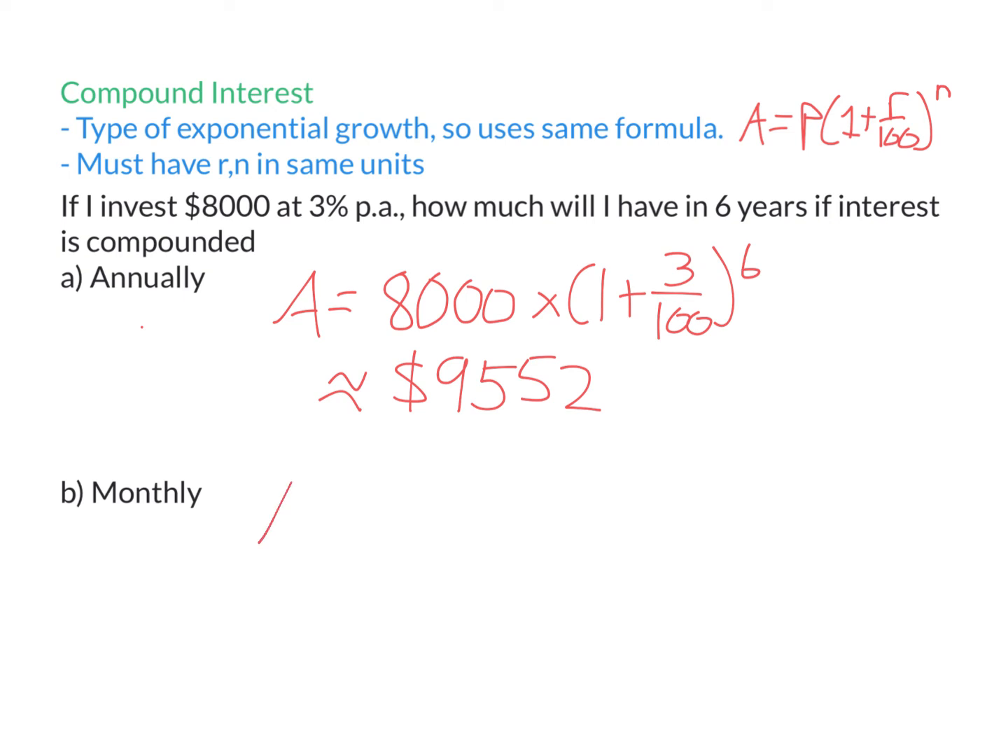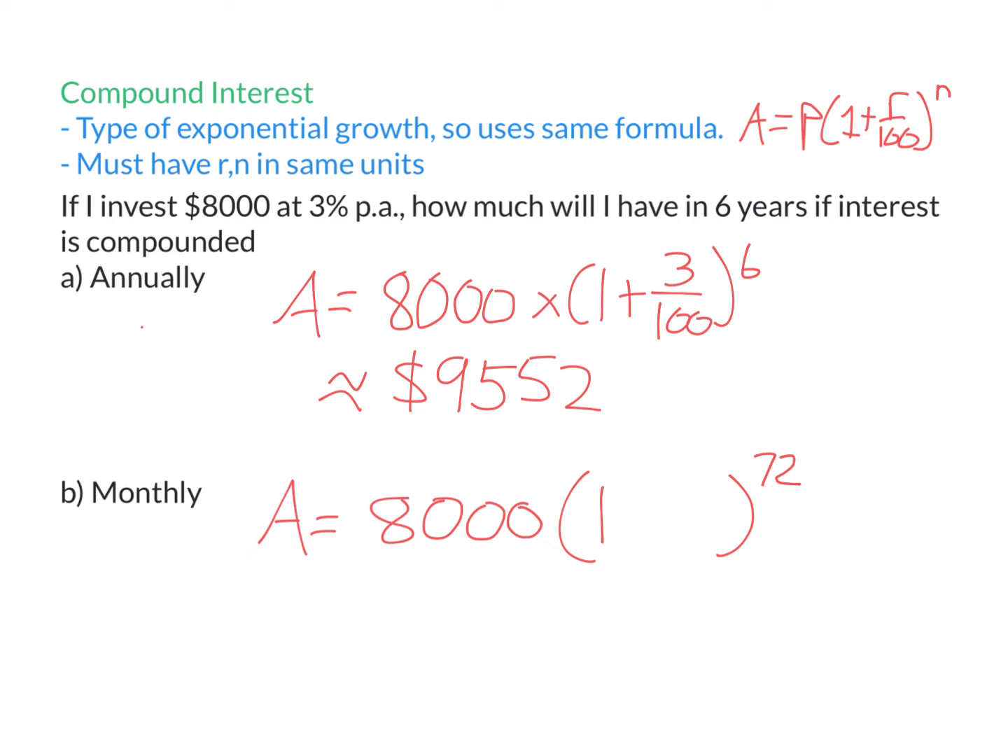Okay, so what about if interest wasn't compounded annually, but it's compounded monthly? Well, we just need to change our formula a bit. It's still going to be A equals P times 1 plus R over 100 to the power of N. But we have to make sure R and N are in the same units. Because it's compounded monthly, the number of increases is going to be way more. It's going to be 12 times per year for 6 years, so there's actually 72 increases. N is 72.